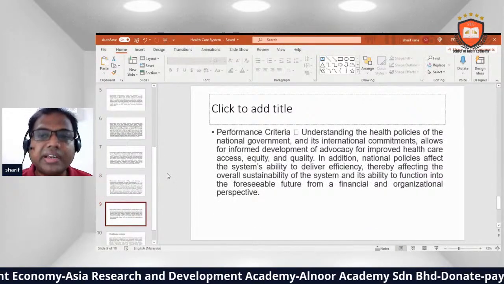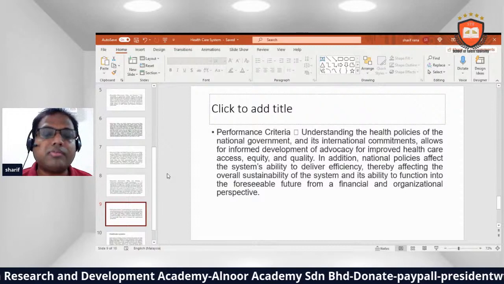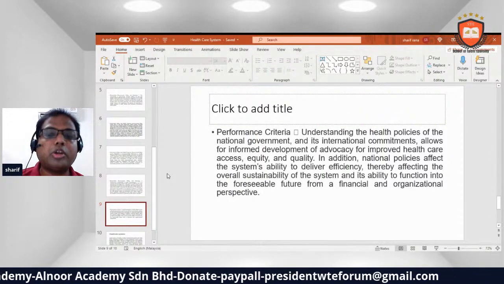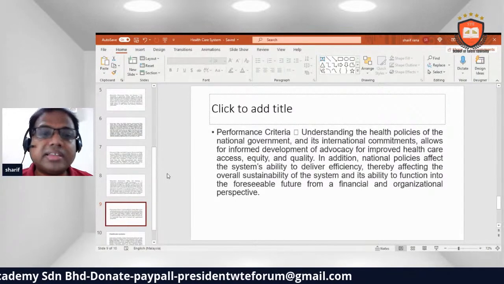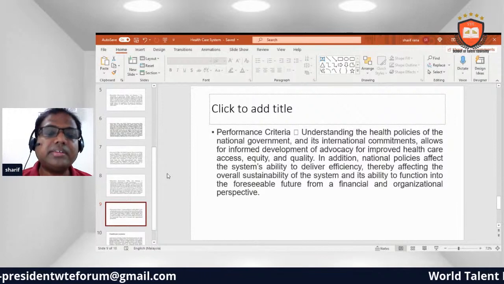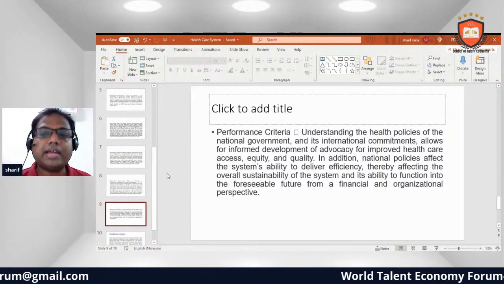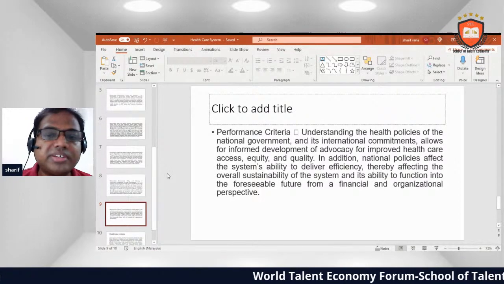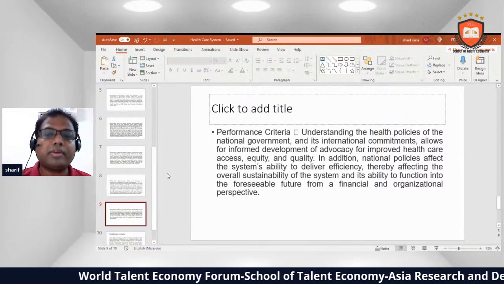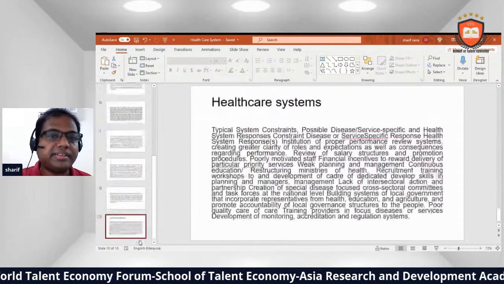Performance criteria. Understanding the health policies of the national government and its international commitments allows for informed development of advocacy for healthcare access, equity, and quality. In addition, national policy affects the system's ability to deliver efficiently, thereby affecting the overall sustainability of the system and its ability to function into the foreseeable future from a financial and organizational perspective.